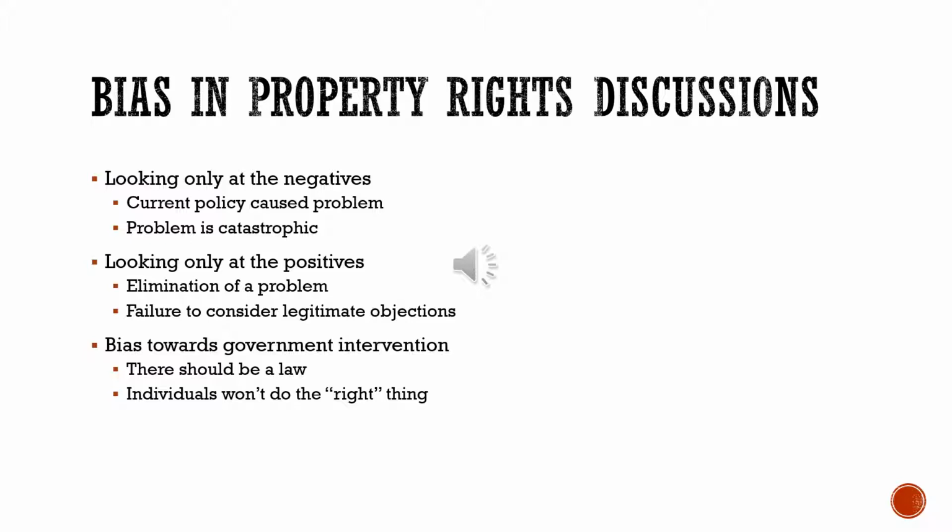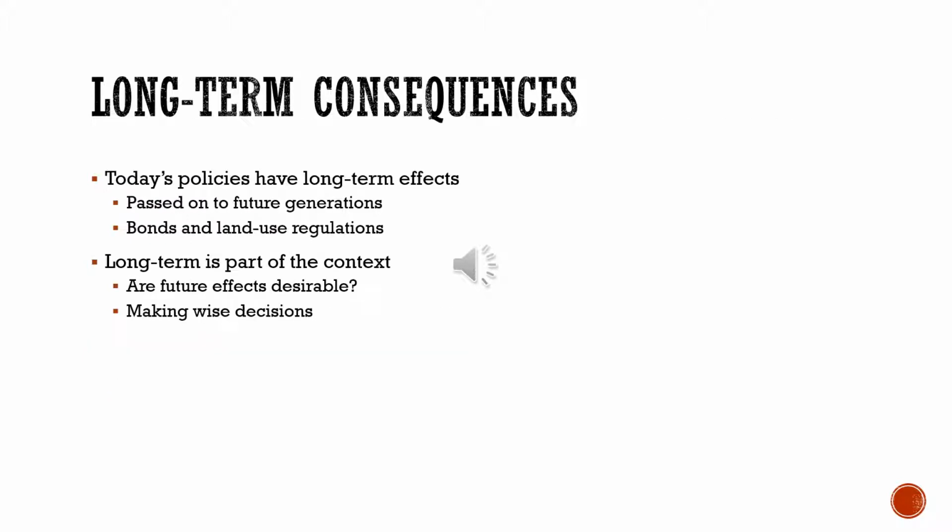Also, the advocates of land use regulations and other property rights violations have a bias towards government intervention. When they see a problem, they think there should be a law to address that problem. They don't like how people are using their property, and so they think that the only way to stop that is for government to intervene and enact regulations and controls. They believe that individuals won't do the right thing voluntarily, so they should be forced to do so. So when we're engaged in property rights discussions, we want to be aware of some of these biases so that we can address them and try to keep them out of the conversation. If we're going to discuss all of the alternatives, then we need to do that with an open and even-handed consideration.